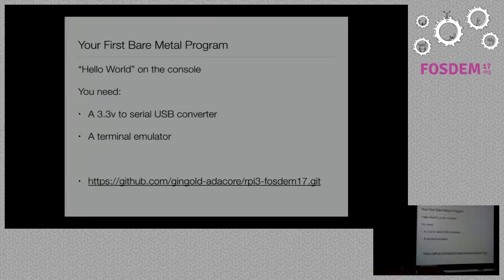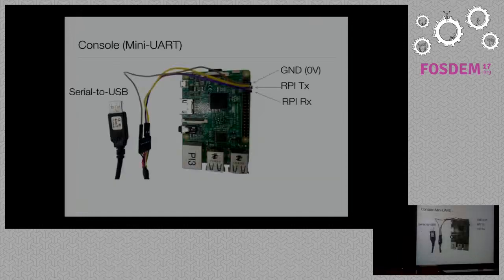Usually we do things like either blinking LEDs or writing a message on the console. So I will do something quite common, which is a hello world on the console. And for that, you need a terminal emulator connected through a serial to USB converter. This is the URL of the code I will show and present to you. So this is a USB to serial converter, and you connect it directly to some pins of the header of the Raspberry Pi 3. Very bare metal.